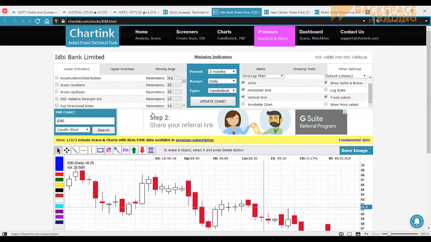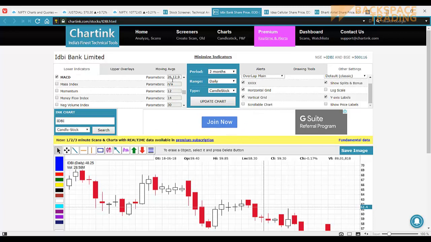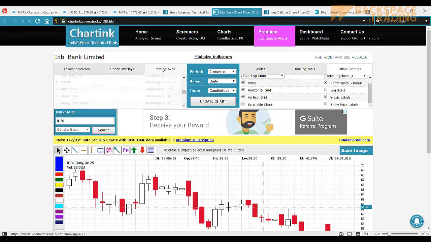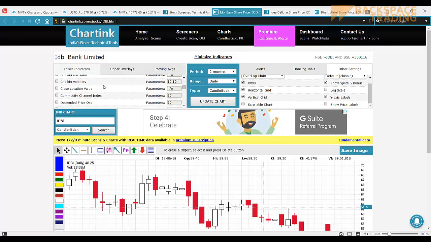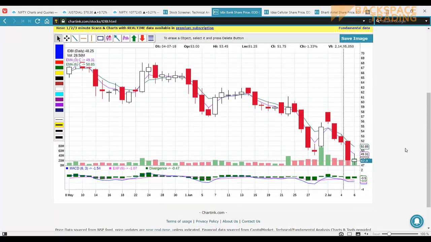Let me plot the MACD of 6 and 3, and along with it will be selected. Yes, it is selected along with moving average 1 and 2, exponential 3 and 6. Okay, update chart. There we have it.